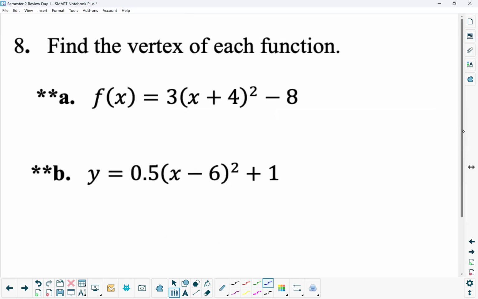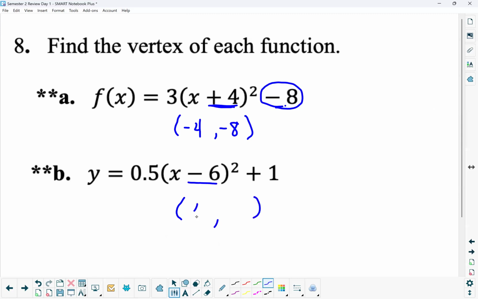So finding the vertex. Well, we know the vertex is a point, has an x coordinate and a y coordinate. Always the opposite of the x part, so -4, and always the same y coordinate as what's outside. So -4, -8 for our first function. For our second function, opposite of what's inside, so we get +6. What's on the outside stays the same, +1. So 6, 1 for our second vertex.